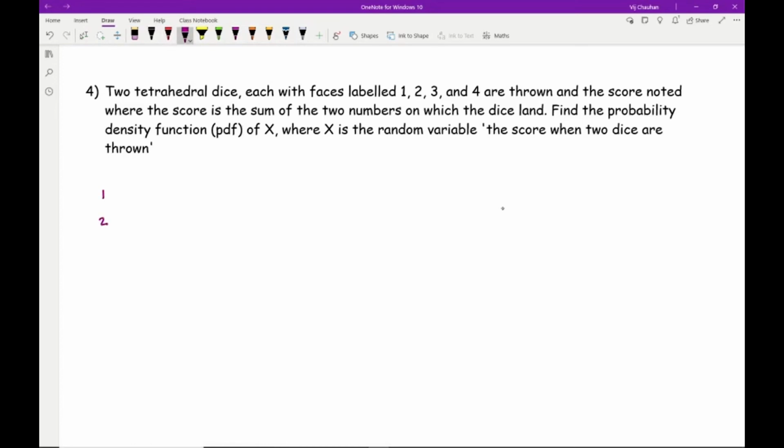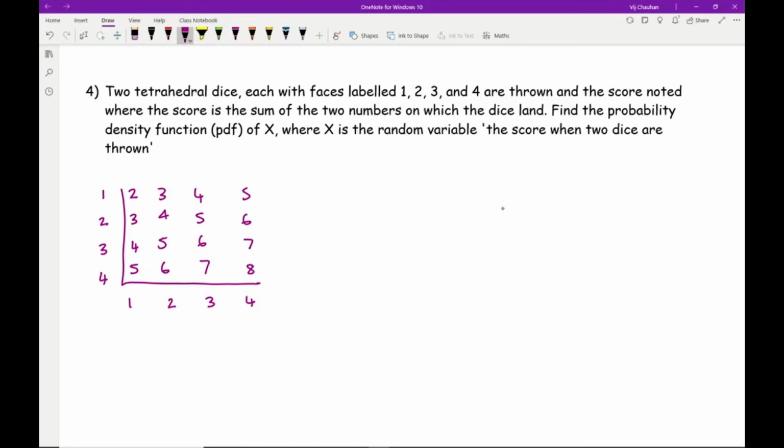So if I quickly do a sample space diagram of the two dice being thrown, here we've got 2, 3, 4, 5, 6, 5, 4, 3, 4, 5, 6, 7, 5, 6, 7, 8. So you can see the range of values that X can be: X equals 2, 3, 4, 5, 6, 7 and 8. And I've got the probability that X equals x there.